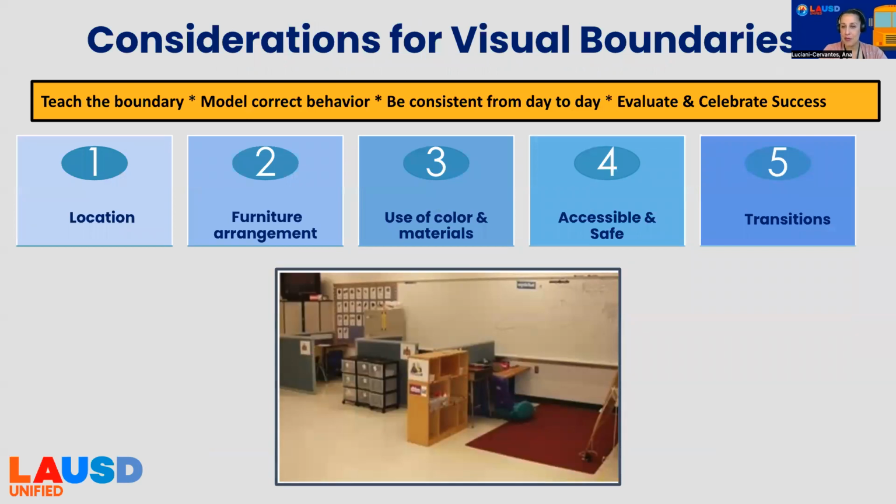All right, let's hand it back to Joanna. Thank you, Anna. Now, here we see some things to consider when creating visual boundaries for your classroom. Let's think about the location, furniture arrangement, the use of color and materials, accessibility, safety, and transitions.